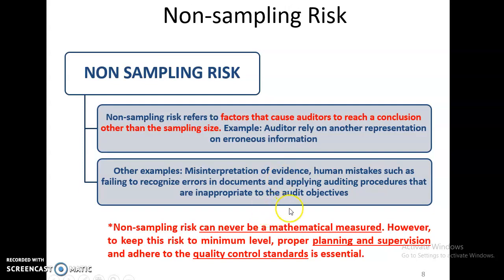Okay, non-sampling risk is something else. Basically, it refers to factors that cause the auditors to reach a conclusion other than the sampling size. For example, we rely on another representation or erroneous information. That means we do not use the right audit procedures to reach a certain audit conclusion. Other examples would be misinterpretation of evidence, human mistakes such as failing to recognize errors in documents, and applying auditing procedures that are not appropriate to the audit objectives.